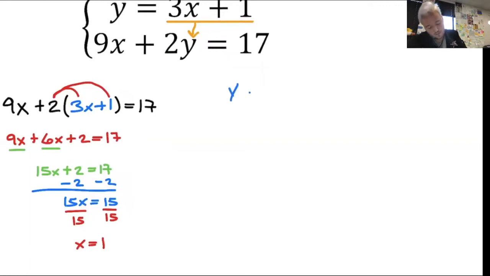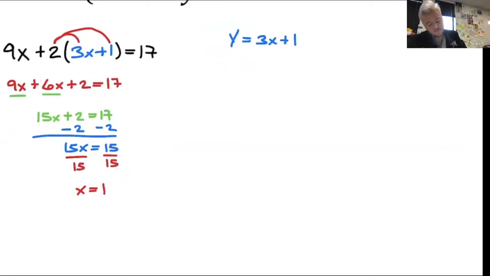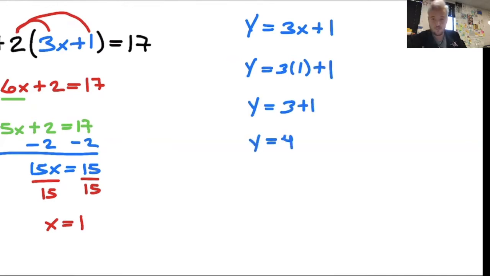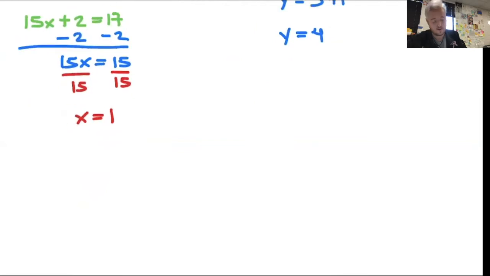So I'm going to use the top equation. So y equals 3x plus 1. So plug in my x value. So y equals 3 parentheses 1 plus 1. So 3 times 1 gives you 3 plus 1, which means your y value is 4. So our coordinate here is 1, 4.